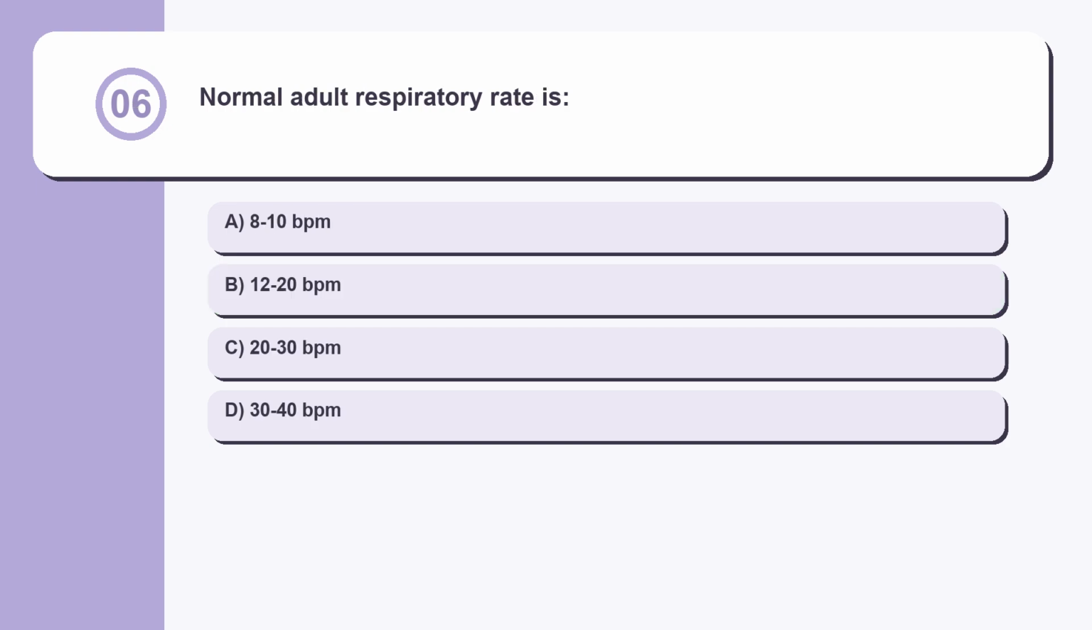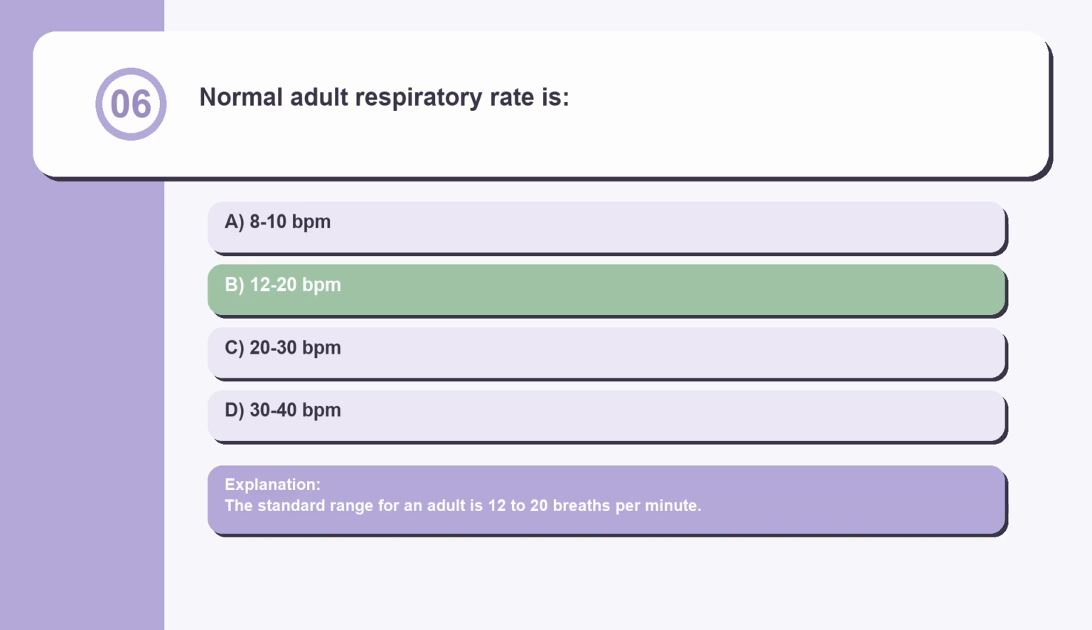Question 6. Normal adult respiratory rate is: 8 to 10 bpm, 12 to 20 bpm, 20 to 30 bpm, 30 to 40 bpm. The standard range for an adult is 12 to 20 breaths per minute.